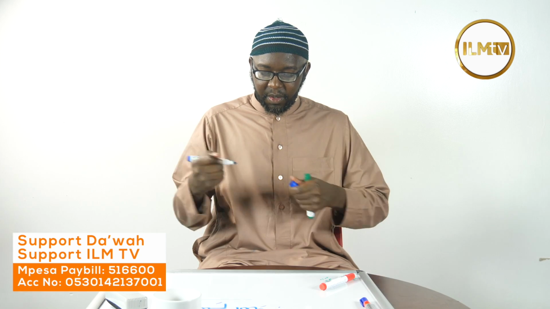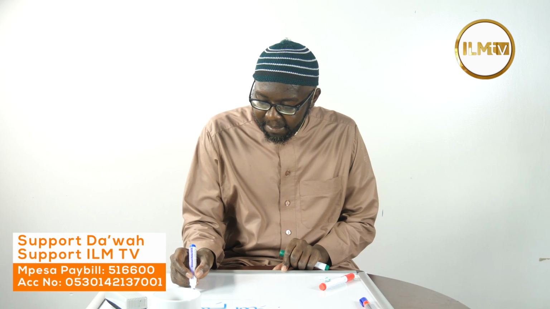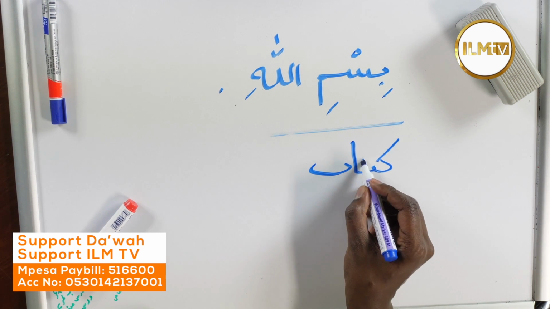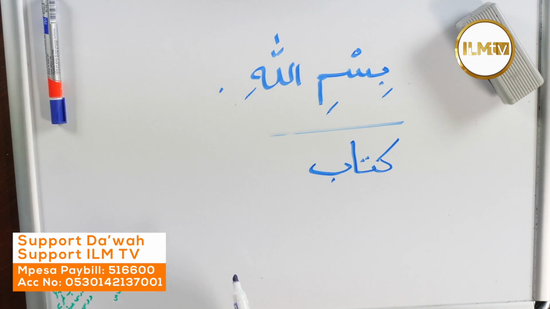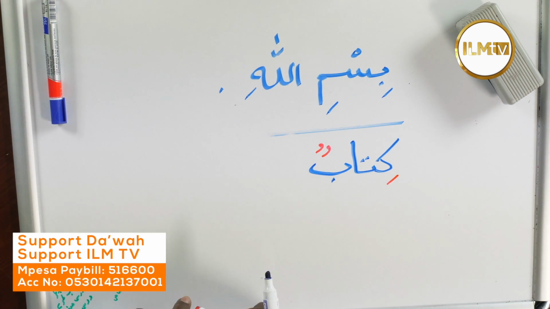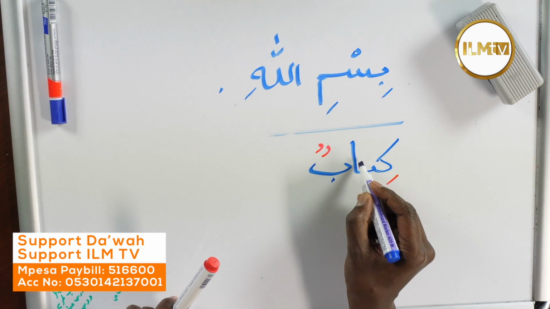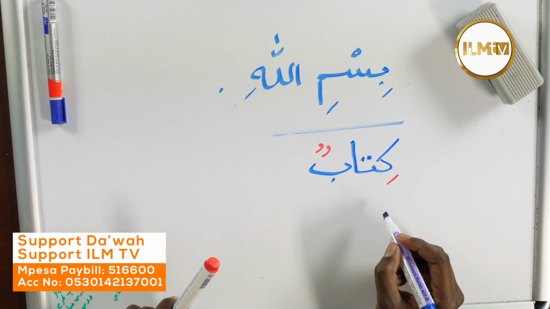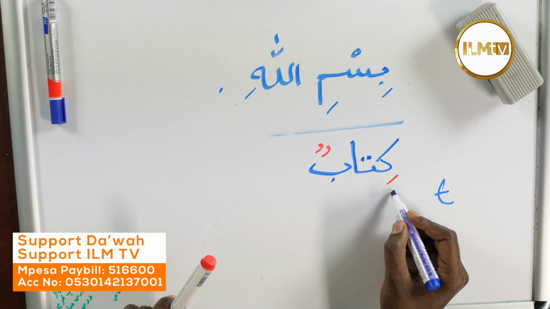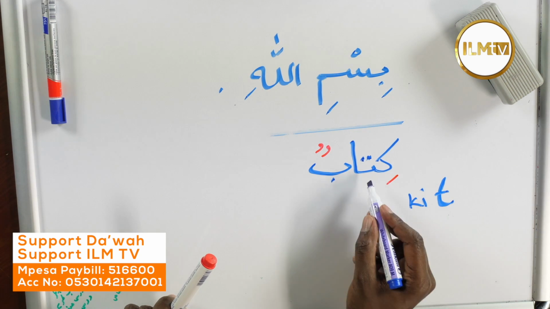So we can say kitab, kitabun. You can see 2 dots over here. So 2 dots is always a T. That's a kaf. So with a kasra, that's an E. So you have ki, and the T is right there.